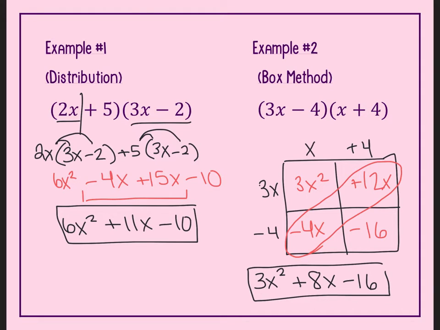So again, this is an example of the distribution method because I distributed. But notice I multiplied 4 times. In the box method, I also multiplied 4 times and combined like terms. So each one is acceptable. Just do which one seems easier or the one that you understand better.